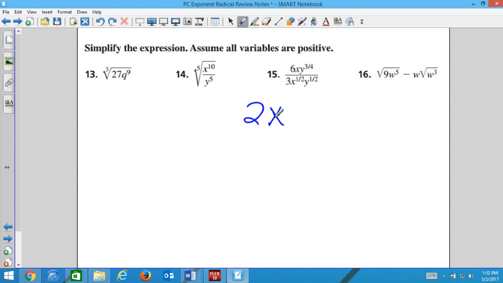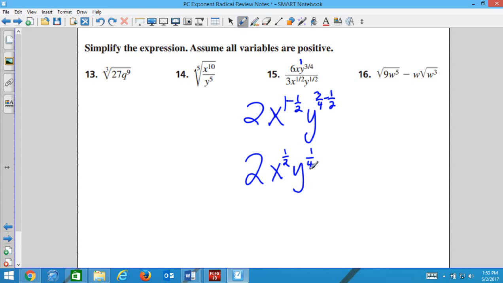What do we do? We subtract them. Thank you, Brady. So my exponent on top is x to the first, and then on the bottom is a half. Same thing with the y's, y to the 3/4 minus a half. So when we are dividing like same bases, then we subtract the exponent. So now we have 2 x to the 1/2, y to the 1/4.